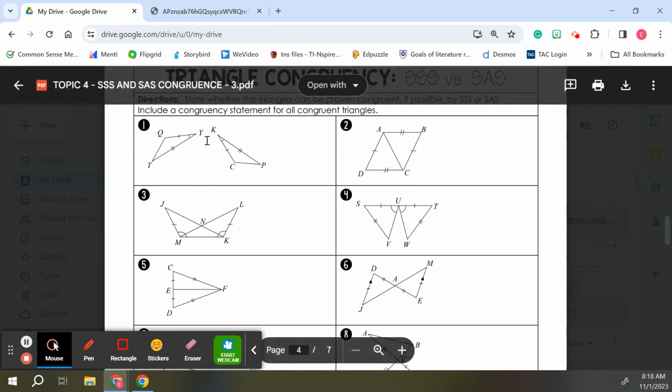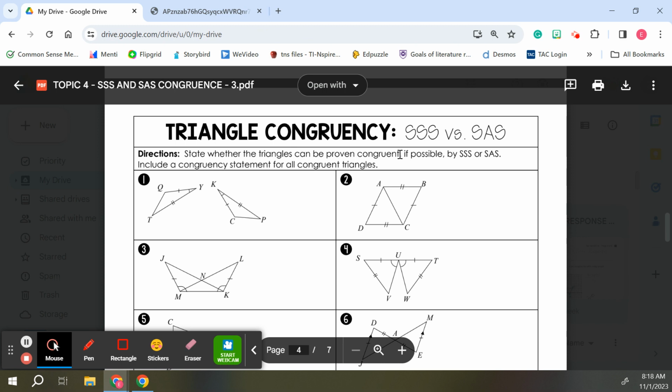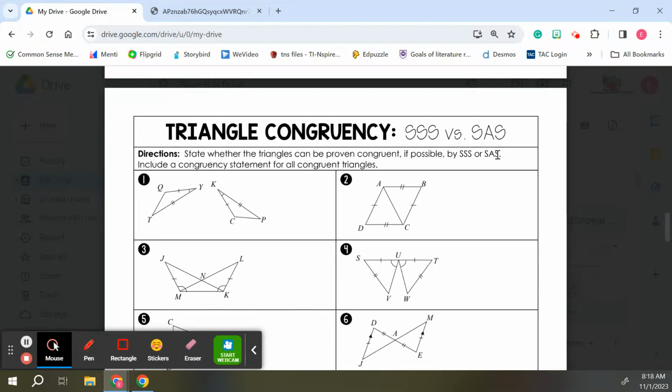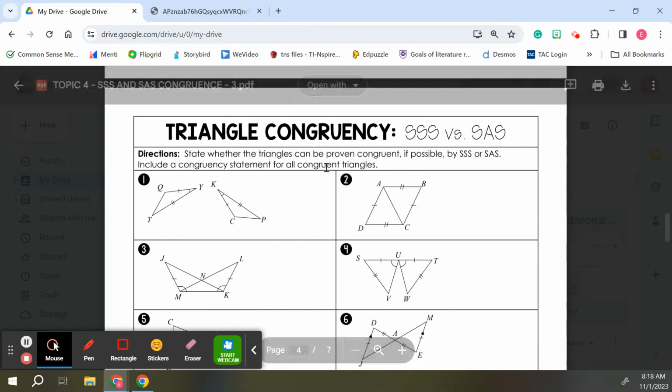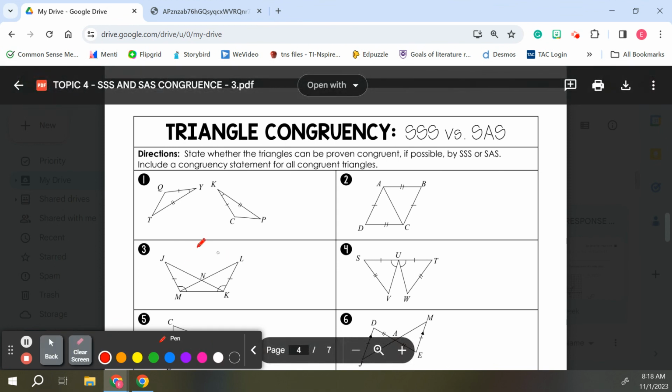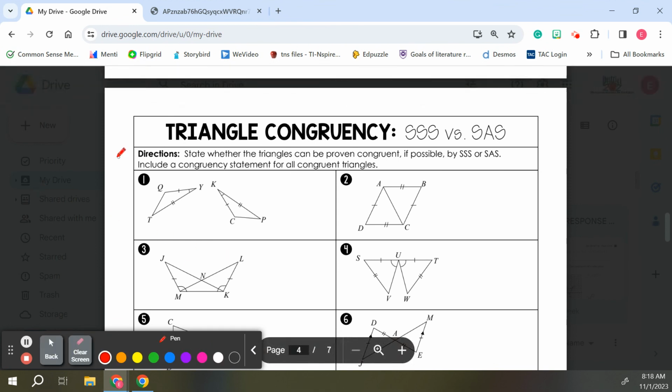The directions state: state whether the triangles can be proven congruent, if possible, by side, side, side, or side, angle, side. Include a congruency statement for all congruent triangles. If we take a look here, we see that QY is congruent to KC. We also see that angle Y is congruent to angle K. And we also see that TY is congruent to KP.